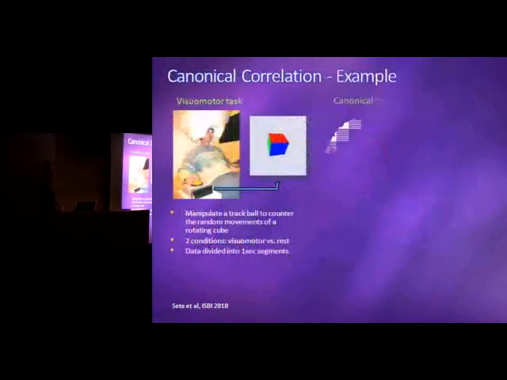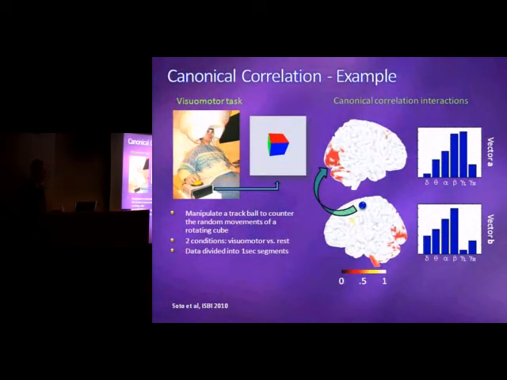And we also applied this to experimental data. That experiment was done by Karine Terby in France, in Paris. The subject was looking at a rotating cube and trying to counteract the random movements of this cube. So it was a visual motor task, and we had two conditions, the task versus the rest.